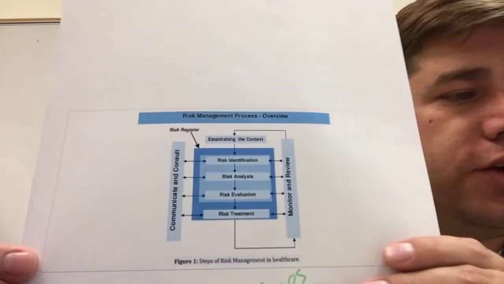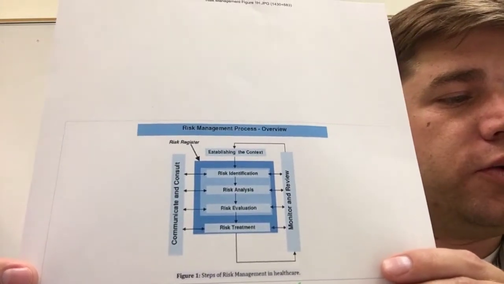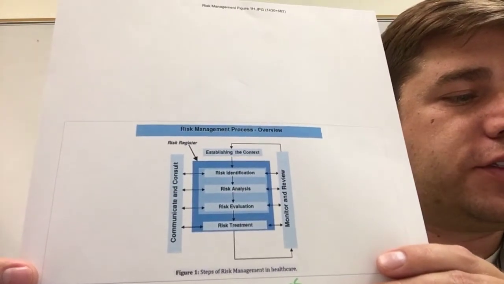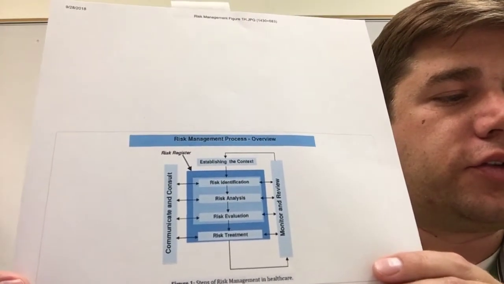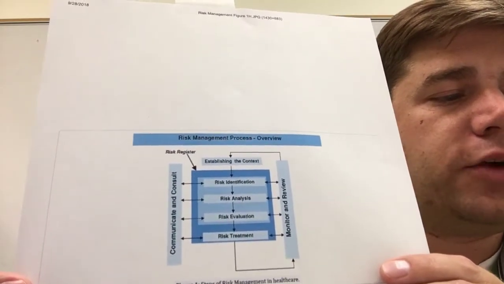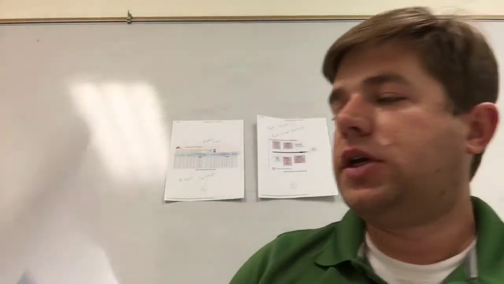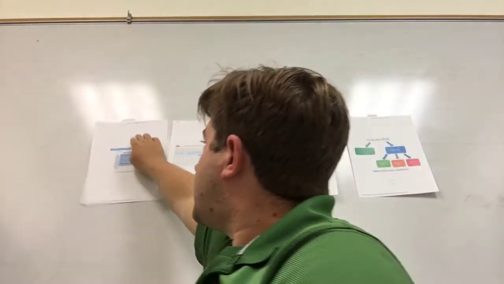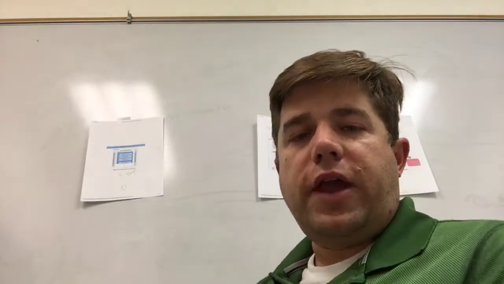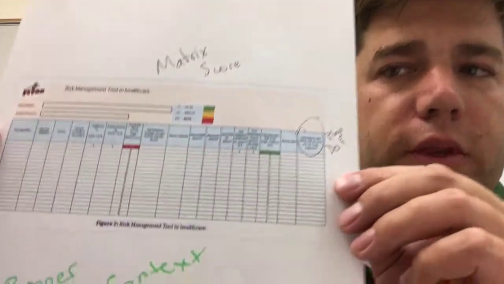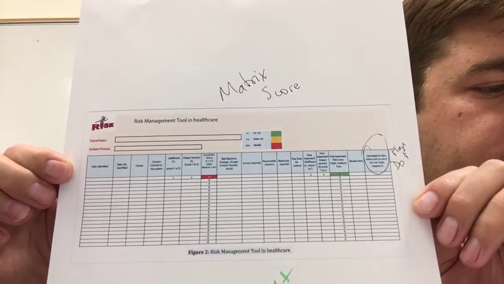So on this page, you can see that the 5 basic steps for risk management are to 1, establish the context, 2, identify risks, 3, analyze those risks, 4, evaluate those risks, and then 5, treat and manage those risks. From there, we flow to number 2. We put them into proper context and give them a matrix score. So this is the treating and managing risks step.